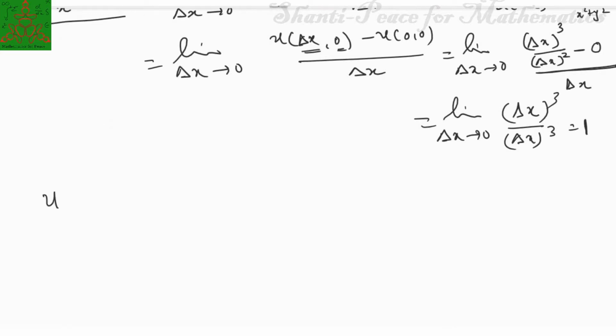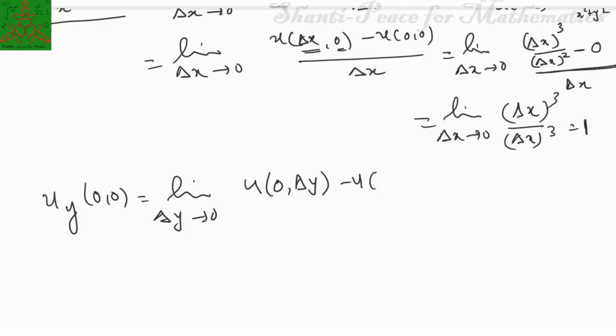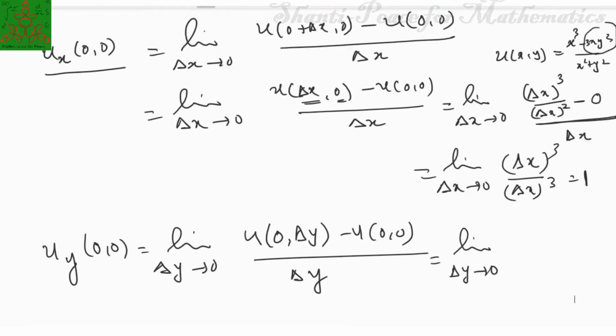In the same way, what is uy at (0, 0)? That is limit delta y tends to 0, u of (0, delta y) minus u of (0, 0) upon delta y. As we have seen that u of (x, y) is this, if you put x equal to 0, the numerator is 0 here, so it is 0 minus u of (0, 0), which is already 0, upon delta y. So this will be 0.